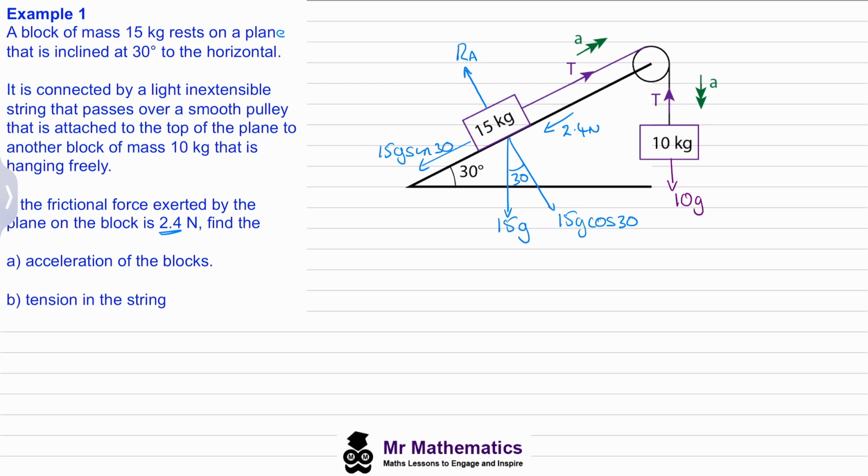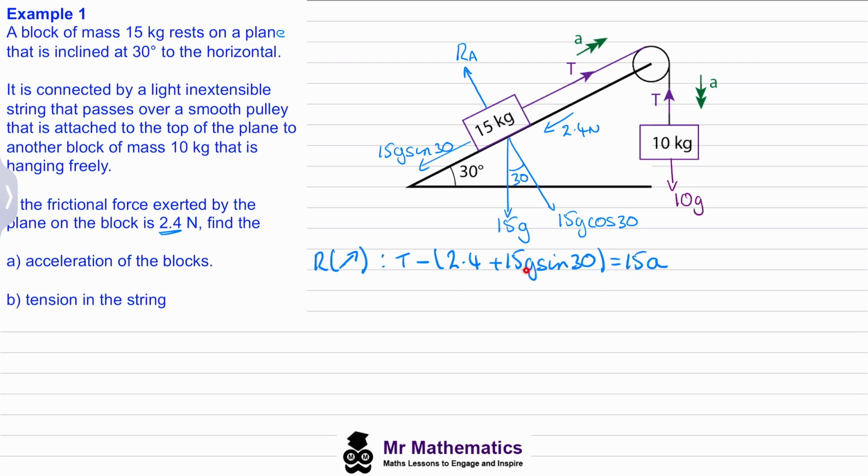We're told in the question that the blocks are connected by a light inextensible string. So this acceleration will be equal to this acceleration, because the string is inextensible, which means it doesn't stretch. The next step would be to resolve the forces up and parallel to the plane, because this is the direction of the acceleration. We can see that the tension is opposed by the friction and the component parallel due to the weight. So we can say tension minus the sum of the opposing forces, so 2.4 plus 15g sine 30, will have a net force of mass times the acceleration.